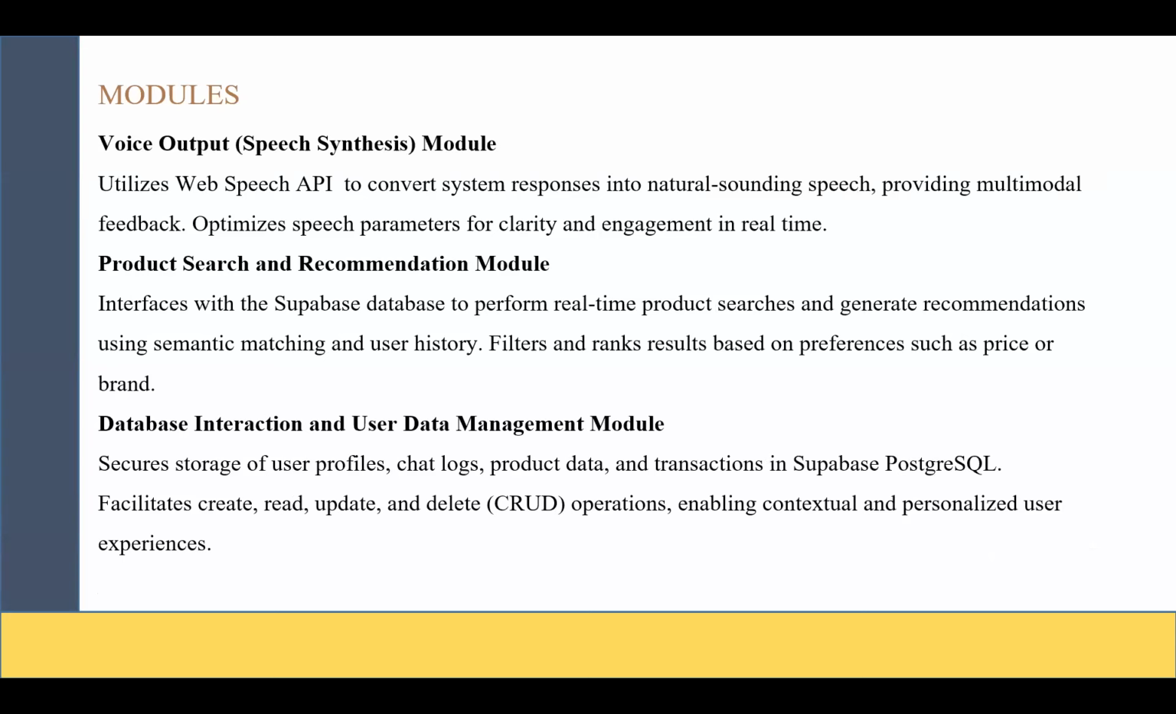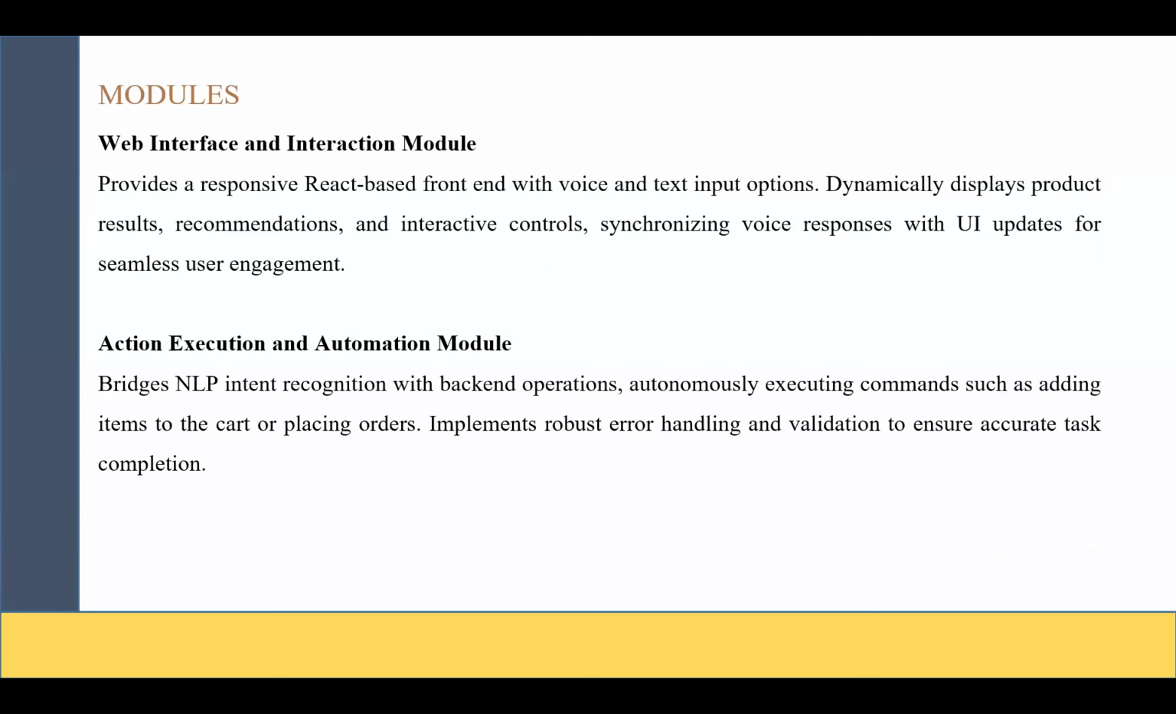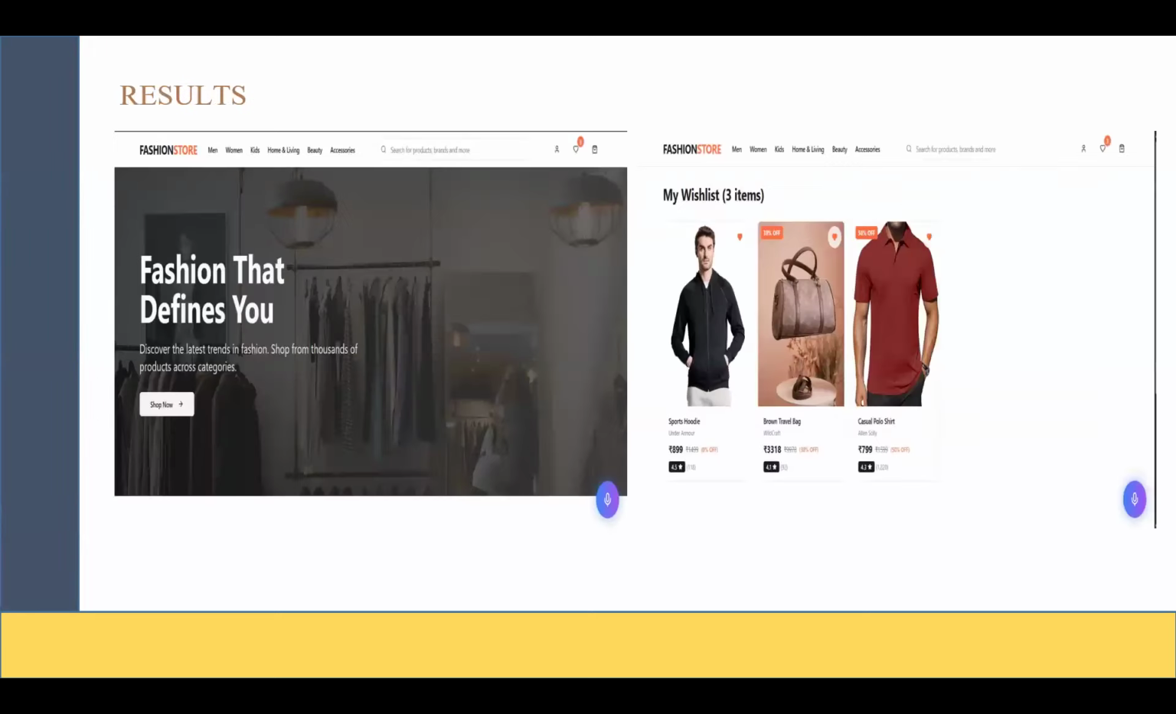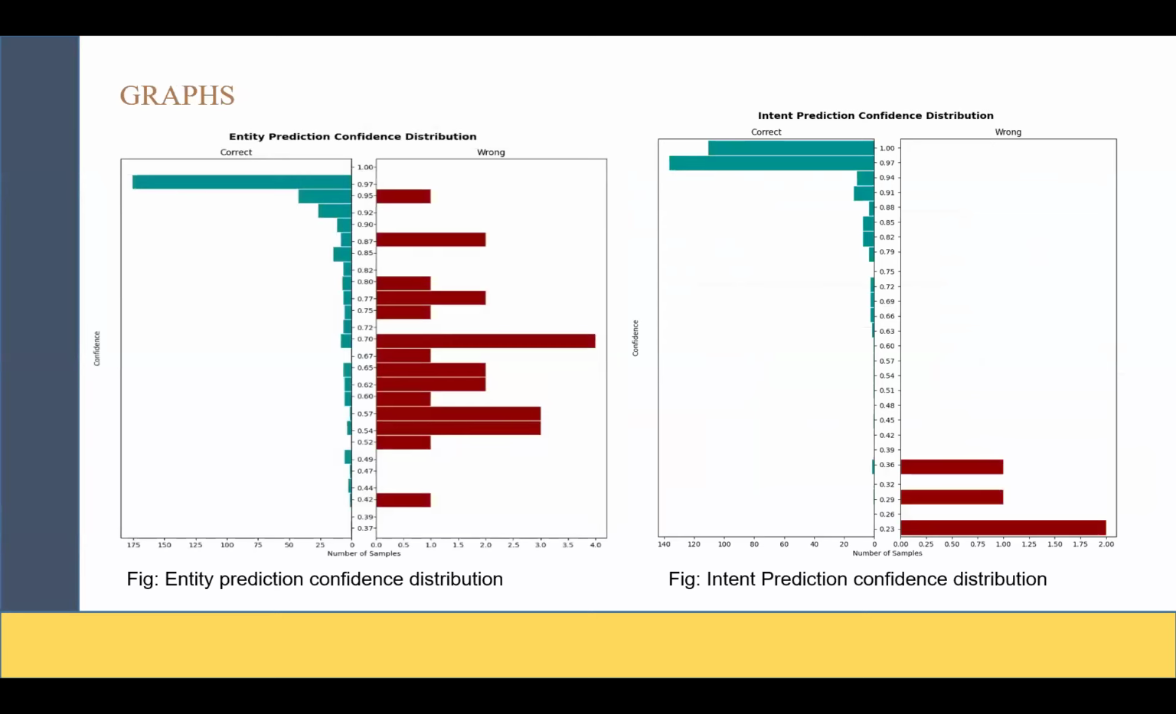Yeah, thank you. And there is a product search and recommendation module, and there is a database integration and user data management module. And a web interface and interaction module, which provides a responsive React-based front end with voice and text input options, and an action execution and automation module. And these are some of the results snapshots that we have taken.